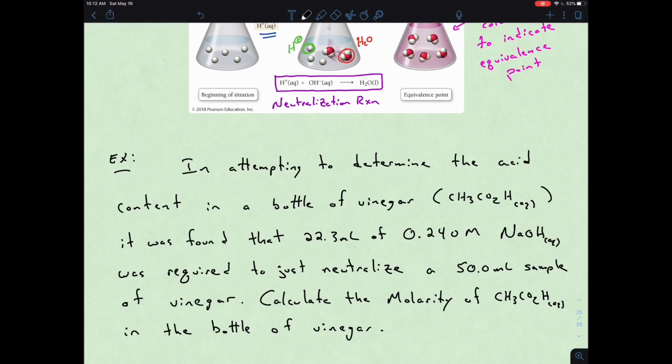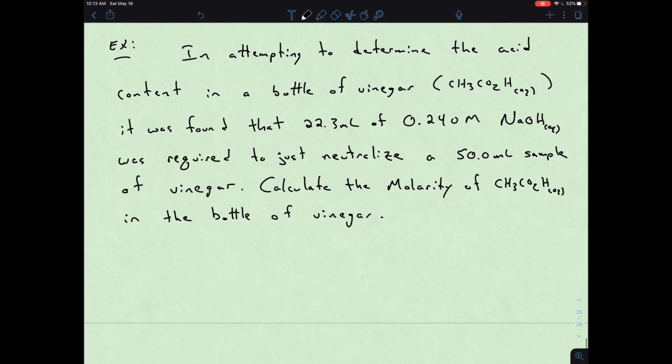So here's our question. In attempting to determine the acid content in a bottle of vinegar, it was found that 22.3 milliliters of 0.240 molar sodium hydroxide was required to just neutralize a 50 milliliter sample of vinegar. Calculate the molarity of the acetic acid in the bottle of vinegar.